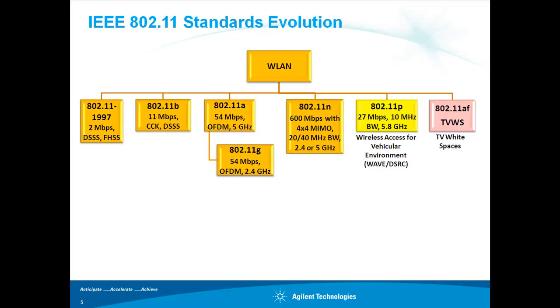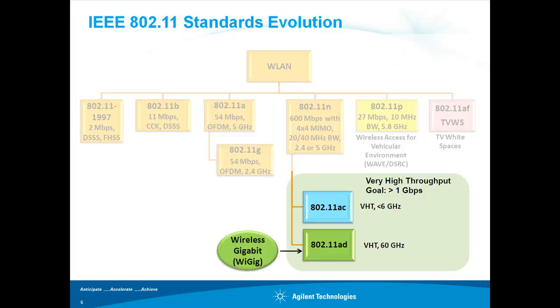Since its introduction in 1997, several amendments to the IEEE 802.11 standard for different physical layers have been introduced. This chart highlights the main amendments. 802.11a, b, g, n are in use today, along with 802.11j for Japan. And 802.11p for vehicular applications was approved in July 2010. But this presentation series is focused on 802.11ad specifically. So naturally, we must also focus on its core mission, delivery of very high throughput rates.